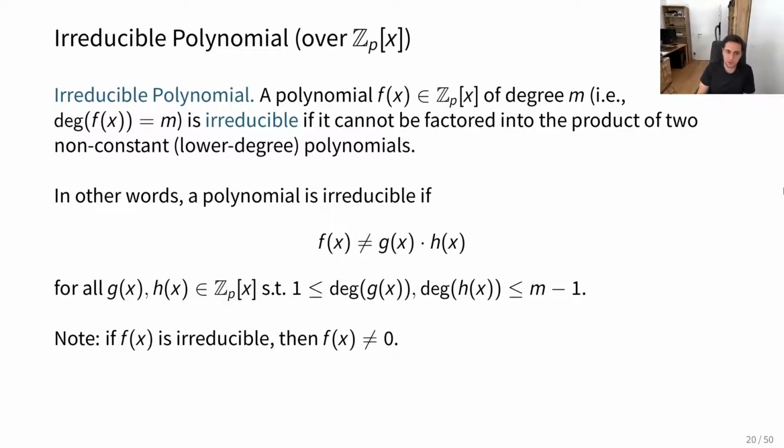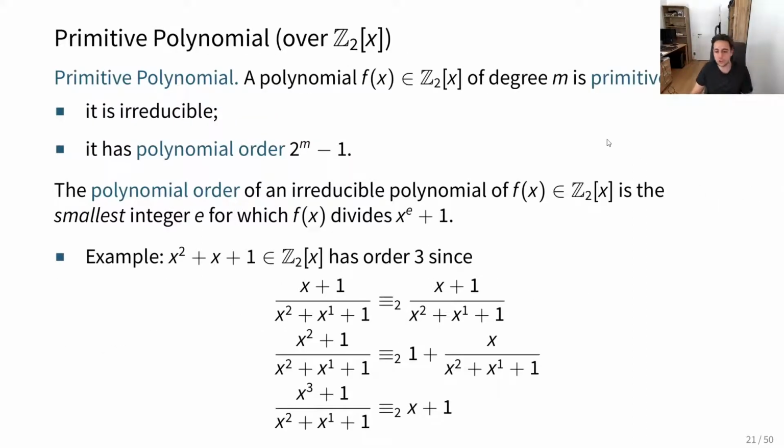Okay, so let's continue with the second definition. This is maybe a bit more abstract, and I guess you just have to trust me on that one. So besides a polynomial being irreducible, it can also be primitive. And the condition is that it is both irreducible and it has a polynomial order of 2 to the power of m minus 1, where m is the degree of the polynomial we are talking about. And polynomial order means that basically it's the smallest integer, the smallest exponent e, for which the polynomial we are talking about divides x to the power of e plus 1.